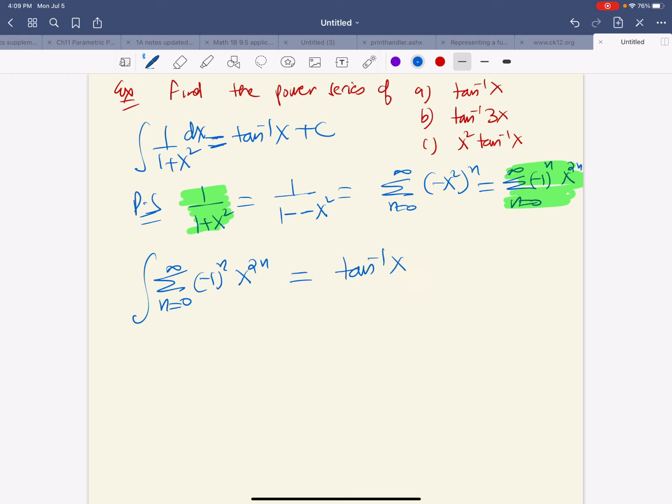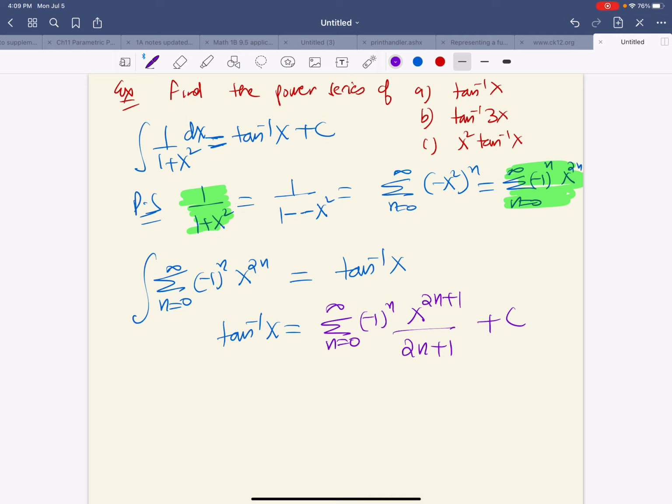When I do this integral, I'm just going to switch the sides. That doesn't really make any difference. That is going to give me summation n is equal to 0 to infinity negative 1 to the power n, x to the power 2n plus 1 over 2n plus 1, plus c. So that's what the power series for tangent inverse x comes out to be.